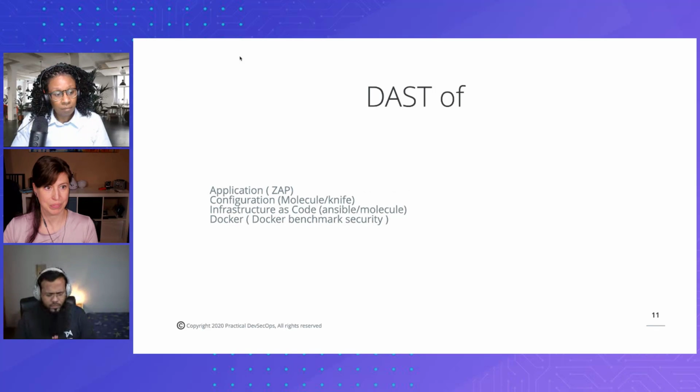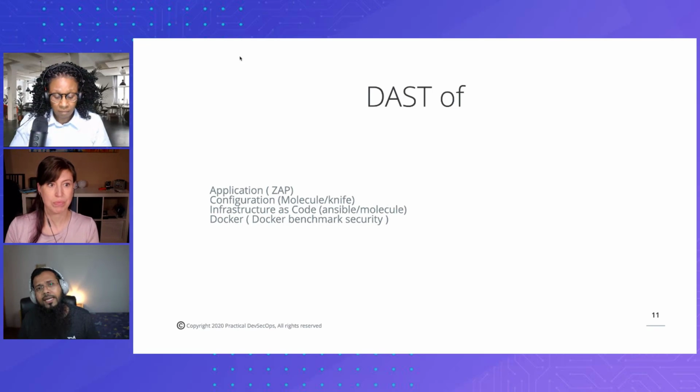Now, dynamic analysis can be used to test applications, configurations, and infrastructure as code. If you're using Terraform or CloudFormation, you can use that. Even Ansible, Chef, and Puppet can be tested as if they are code. Your infrastructure can be tested as if it were code. And even Docker containers and Docker daemons can be tested using dynamic analysis for security misconfigurations and what have you. Traditionally, we used to do this at the end of the development lifecycle in the pen test.